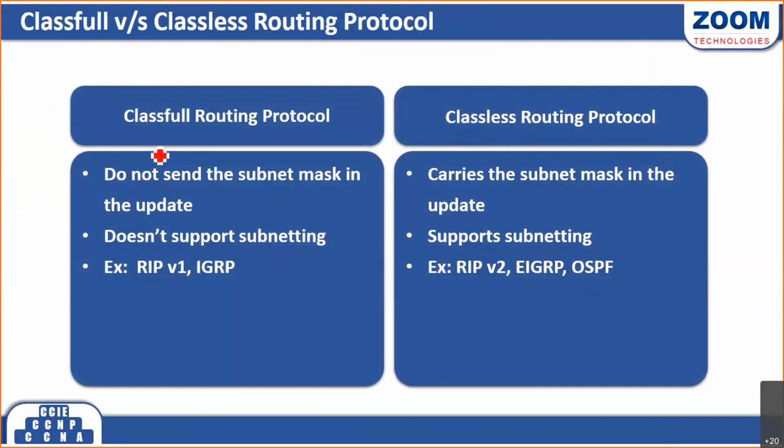Now, one more major difference is that a classful routing protocol, when it is sending an update to the neighbor, does not send the subnet mask in that update. Classless carries the subnet mask in the update. Whenever router A is sending an update to B, in that update there is 10.0.0.0. It can be /8 or /16 or /29, whatever. That mask is carried in classless. If it's classful, there is no mask, only the 10.0.0.0 network information is updated.